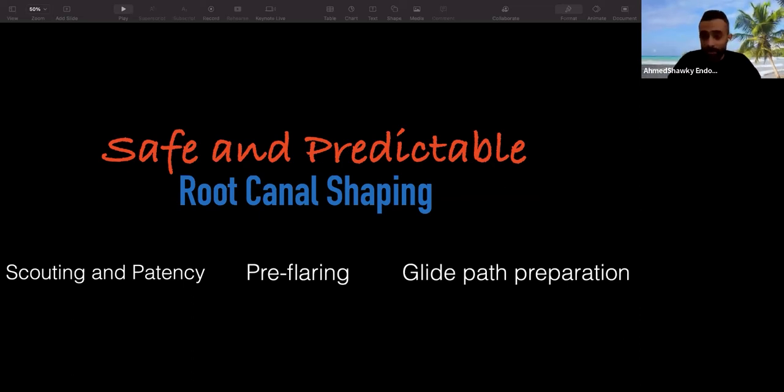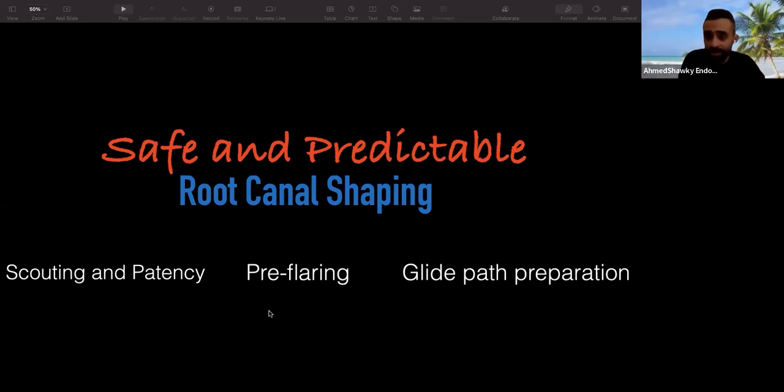So the first step, and I repeat, these can be performed in no order. I can do one before the other. The scouting and patency, the pre-flaring, and the glide path preparation. You should not intend to shape your root canal to, for example, 3004 without performing these steps.